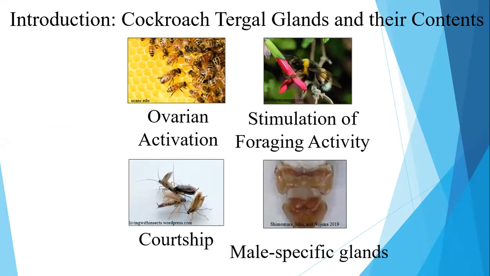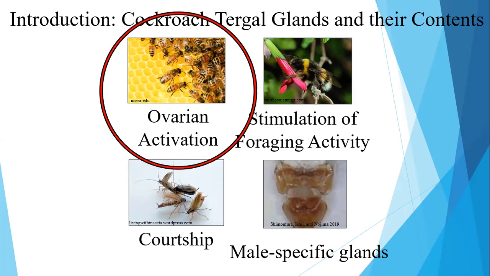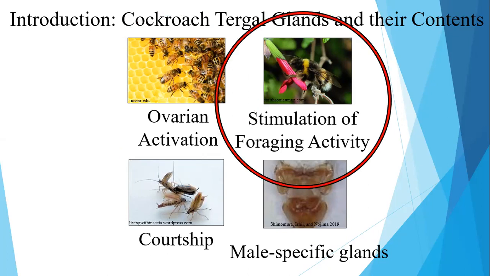And to begin sort of describing this paper, I will have an introduction into the Tergal gland. So these are structures that are found in the German cockroach, but they're also found in other species of insects. So the Tergal glands can be found in honeybees, and they lead to ovarian activation. They can be found in bumblebees. So the Tergal glands in bumblebees secrete pheromones, and these pheromones stimulate the bees to travel farther from the nest to forage for food.